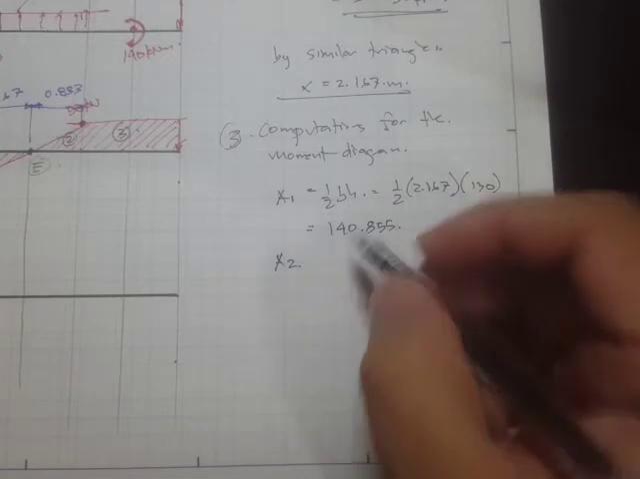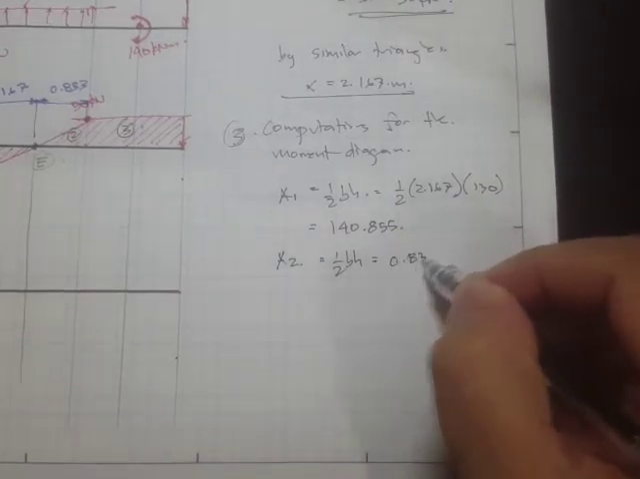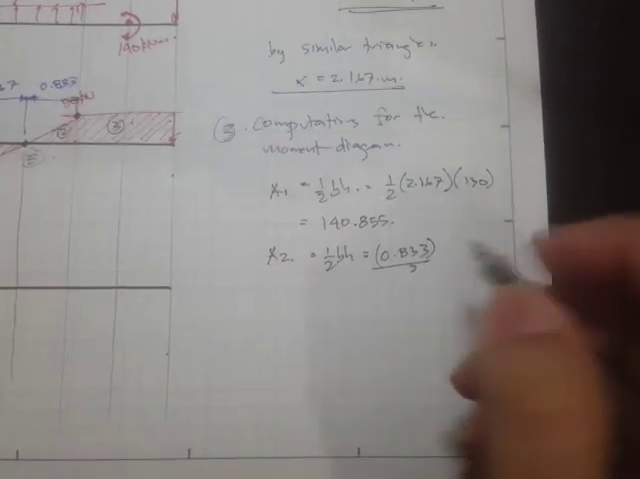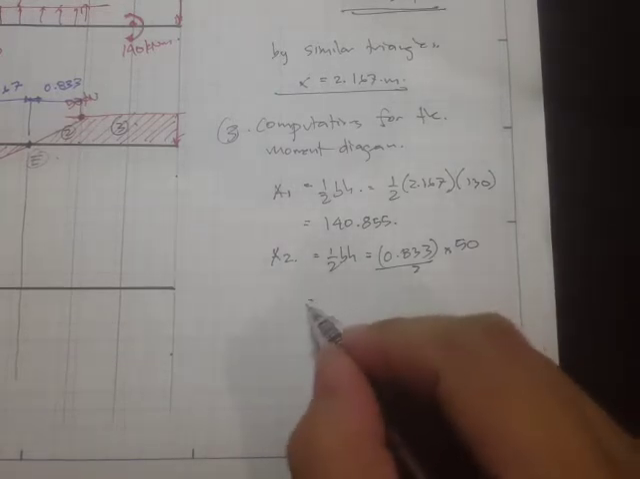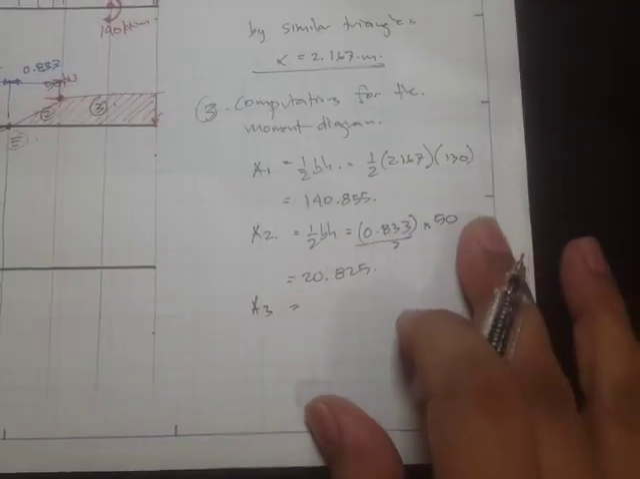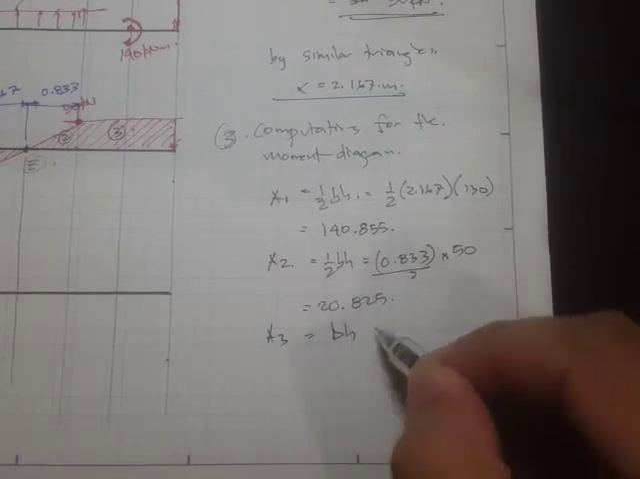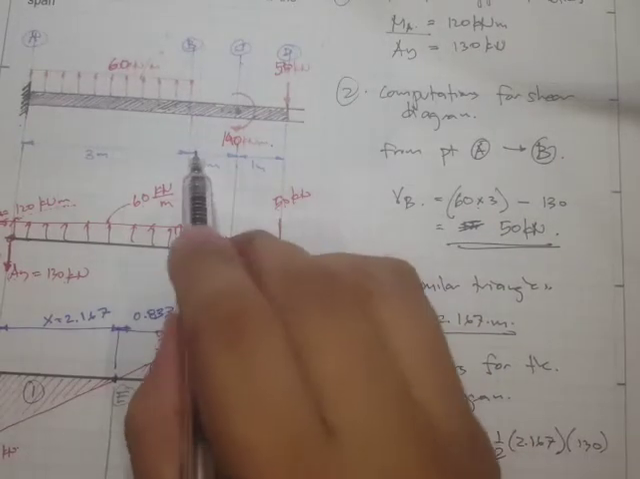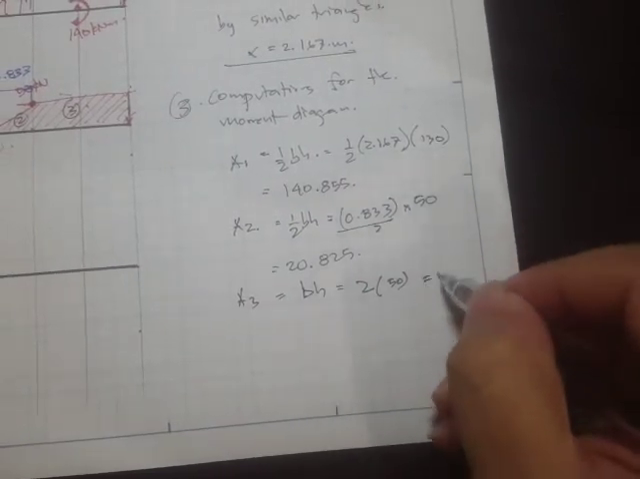Now for area 2, this is 1/2 base times height, and this is 0.833 divided by 2 times 50, and this is just 20.825. And for area 3, this is a rectangle. This is base times height, so the distance is 2 meters times the height. This value is 50 kN. 2 times 50, so this is just 100.